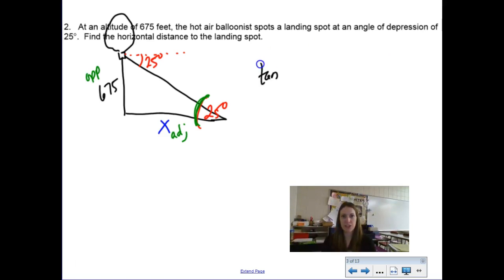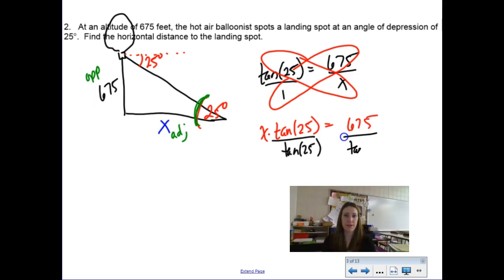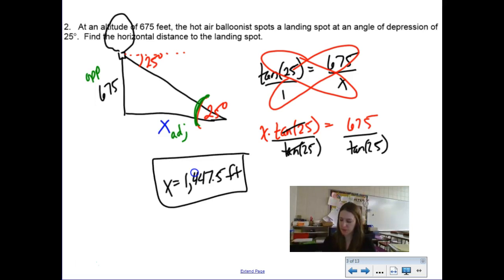So we have tangent again. So we have tangent of 25 degrees equals opposite over adjacent. Now be careful on this one. Sometimes kids think these are all multiplying questions. This is a cross multiplying question. It actually turns into a division question. You get x times the tangent of 25 equals 675. So what you actually end up typing in your calculator is 675 divided by the tangent of 25. So when I typed that in, I got 144. No, I did not. I got 1,447.5 feet. There we go.